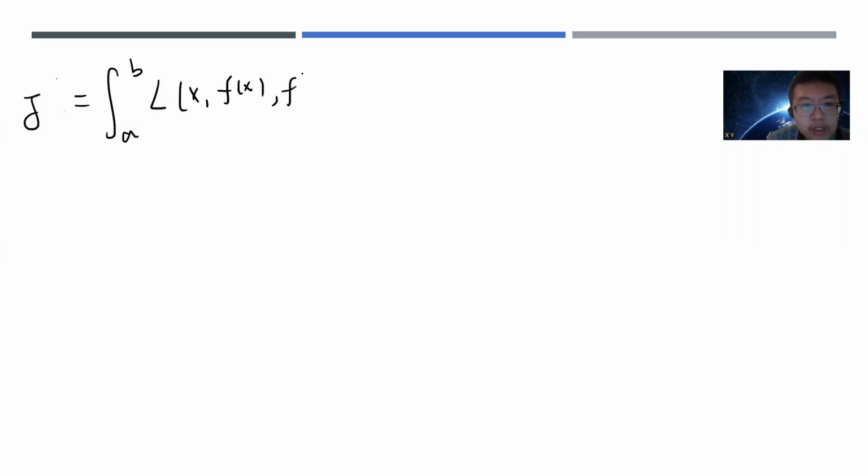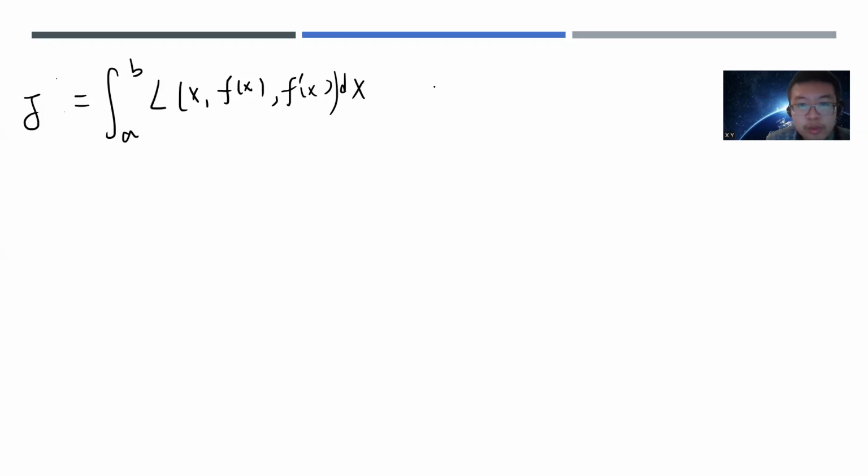So the idea is the following. Let's say for the one-dimensional version that you're interested in a variable J, with x going from a to b. You have x, f of x, and the differentiation with respect to x, dx. And you have a function f and the functional L.